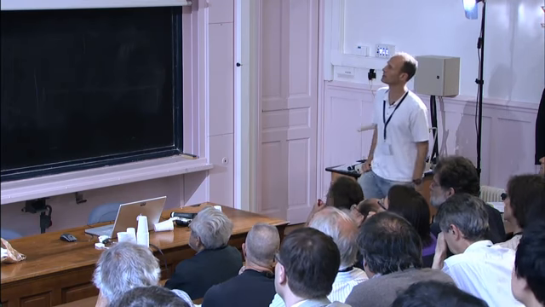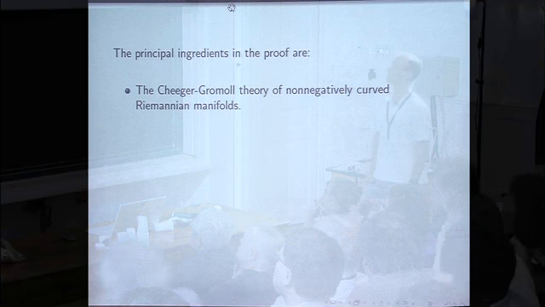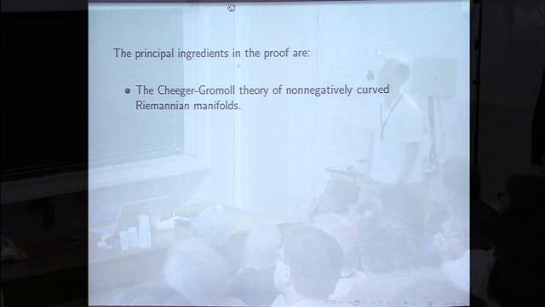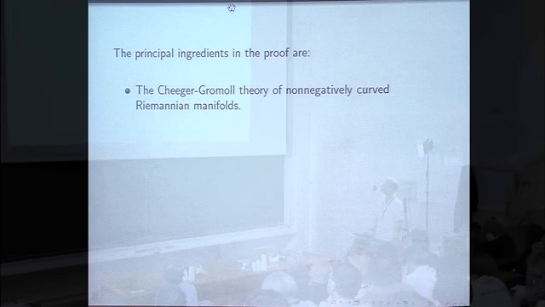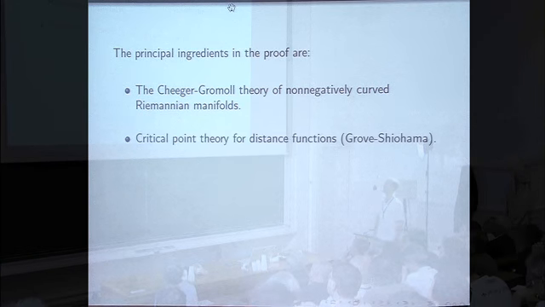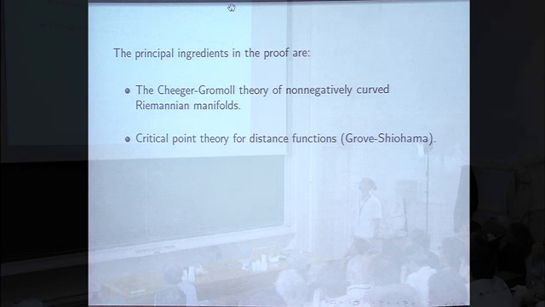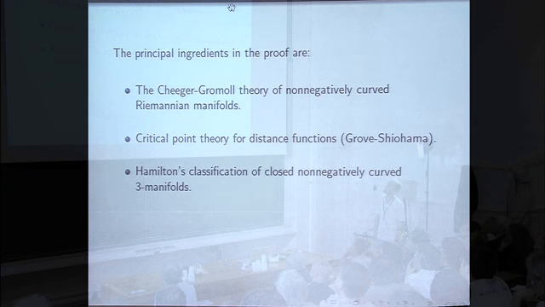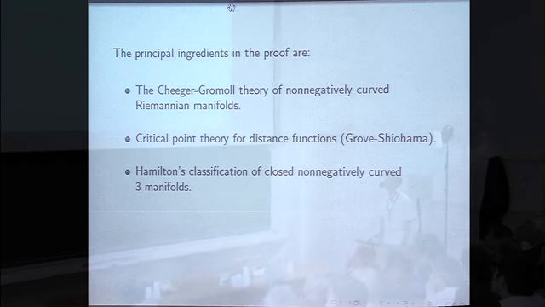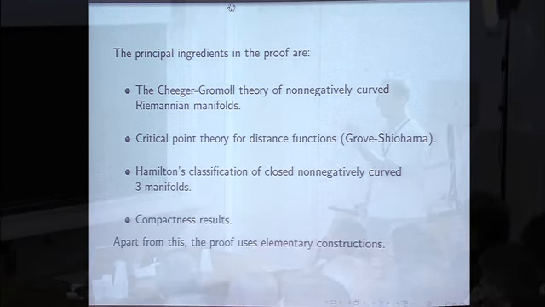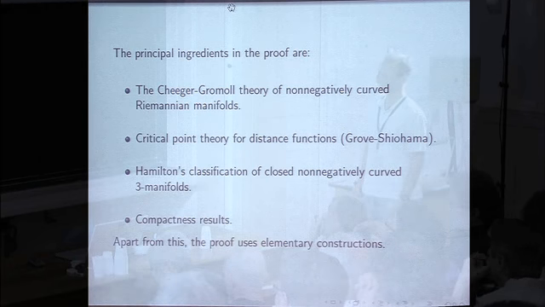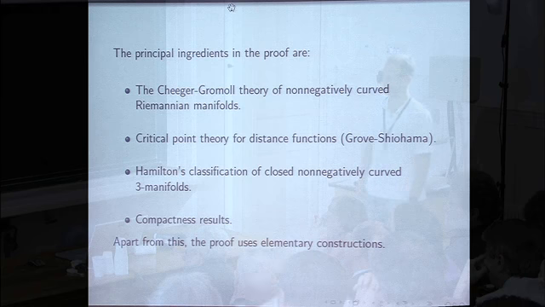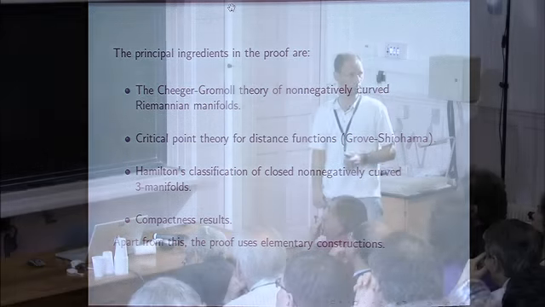Now, before I really get into the real sketch, let me just mention what the ingredients are. First of all, the theory of non-negatively curved manifolds, which is the part due to Cheeger and Gromoll in the 70s. Then there's the critical point theory for distance functions, which is due to Grove and Shiohama. It was further developed by others. And then we need to use Hamilton's theorem, which gives a classification of non-negatively curved three-manifolds. This is one of the consequences of his first Ricci flow paper in 1982. And finally, we use compactness results of the sort that I've mentioned so far, maybe a couple of others, involving Gromov-Hausdorff convergence. So apart from this, the proof is elementary. Okay?